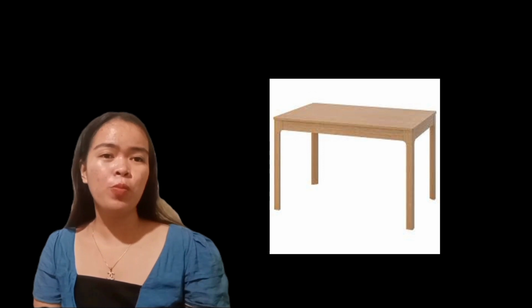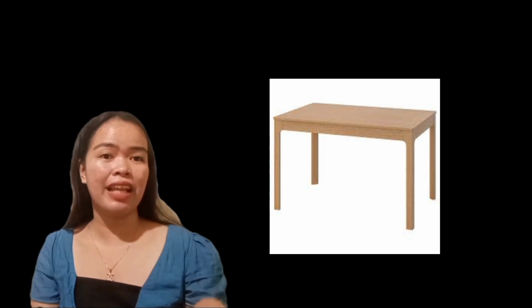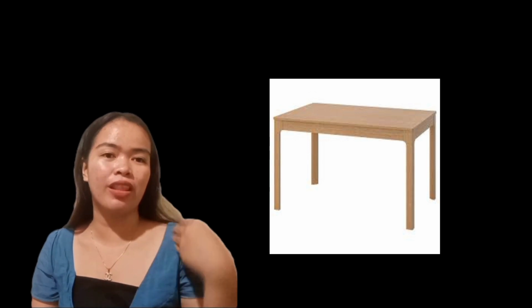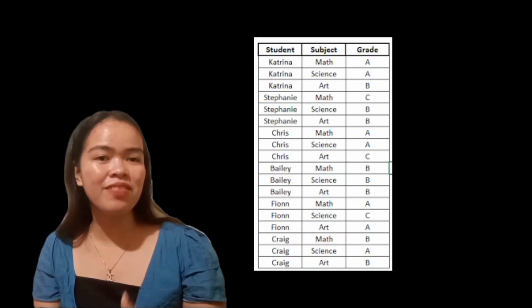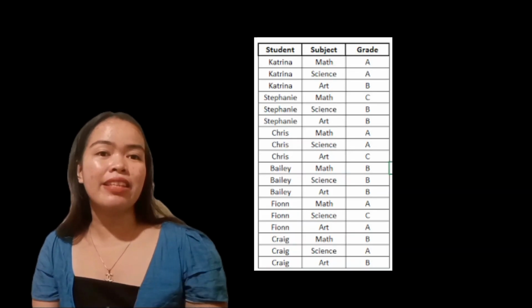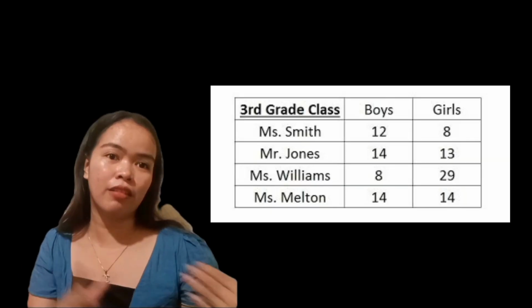First on the list is the word table. In English, a table is described as furniture that we usually find in our homes or houses that usually has fixed legs to stabilize it. This is where we put our things or our food. And then in the field of mathematics, it is described as the systematic arrangement of data. It has columns and rows.